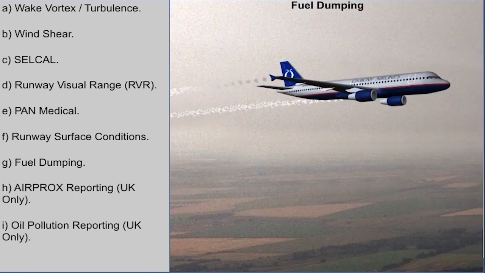When an aircraft has informed an air traffic unit that it intends to dump fuel, the controller will broadcast a warning to other aircraft along the following lines.